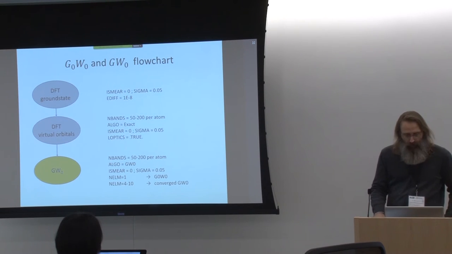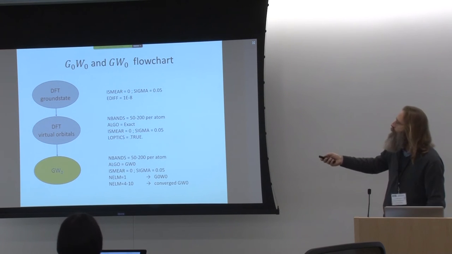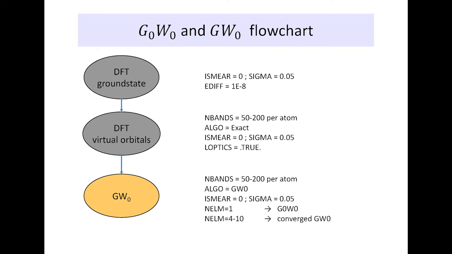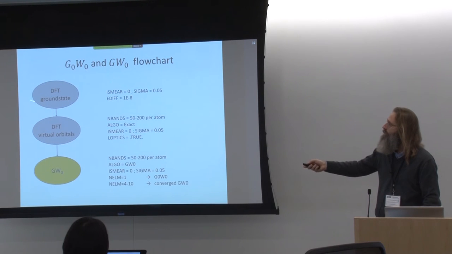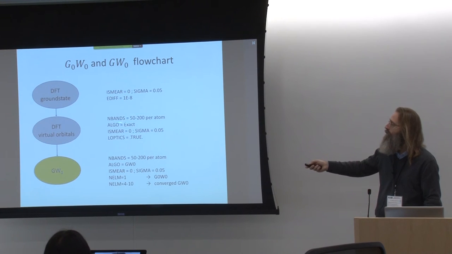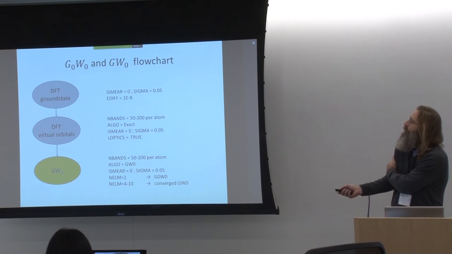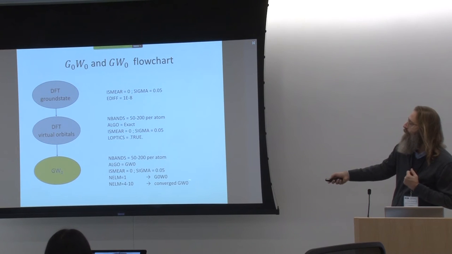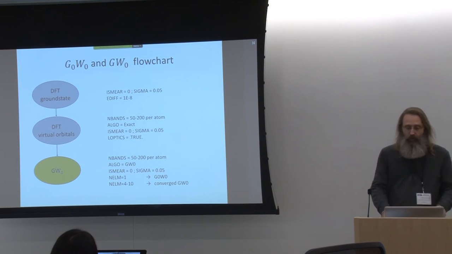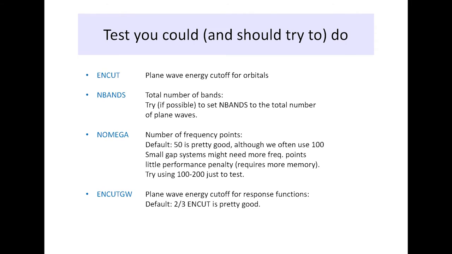Okay, DFT ground state. We saw a few of these things before, when we discussed this yesterday, when speaking about the dielectric properties. We start with the ground state calculation, we do one exact diagonalization of the Hamiltonian afterwards, using the ground state's wave functions to get high quality virtual states, unoccupied orbitals, and then we run our GW calculation, either G naught W naught or GW naught, depending on what you'd like to do.